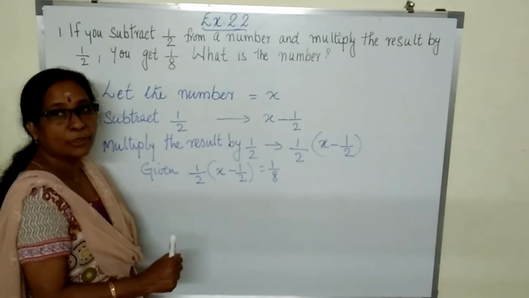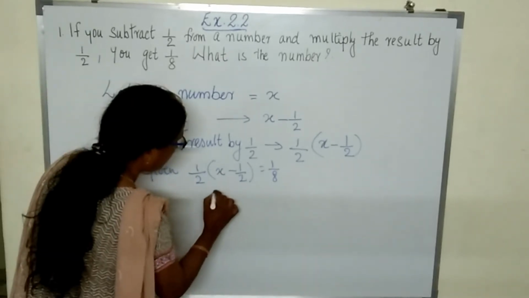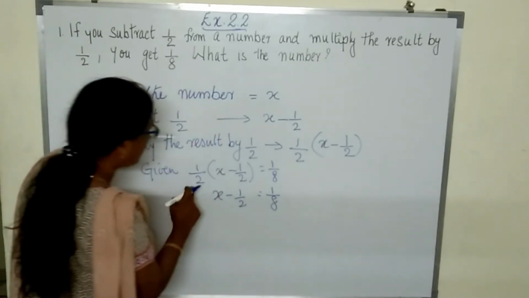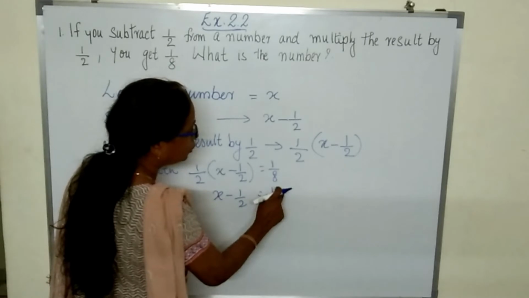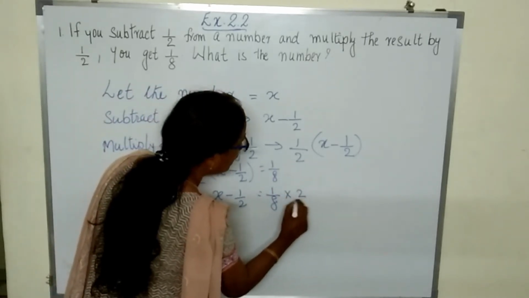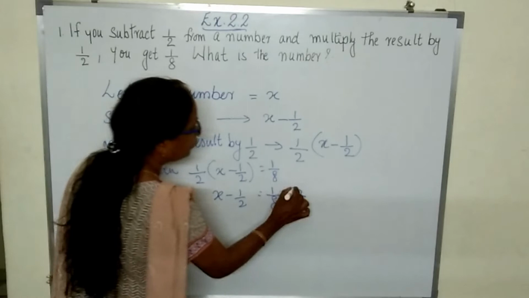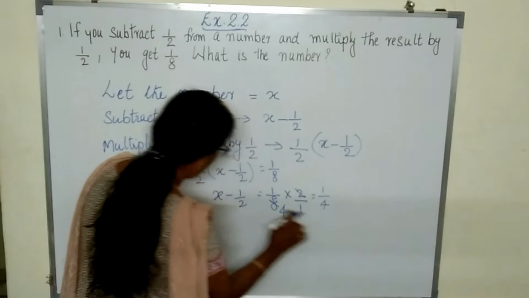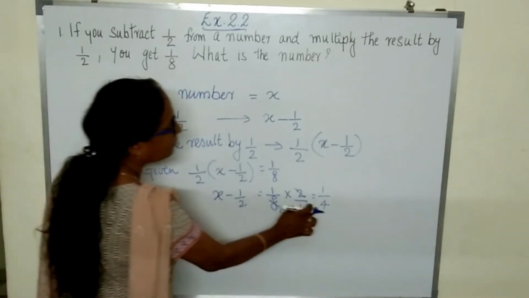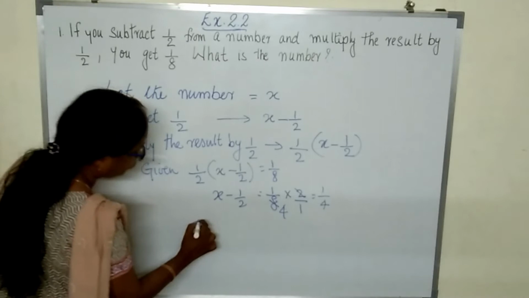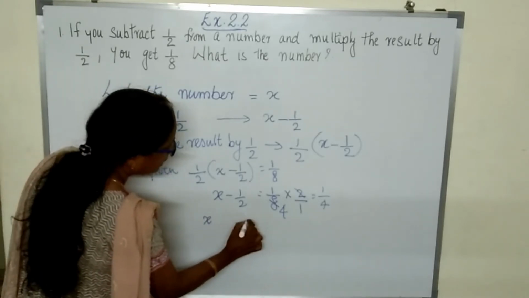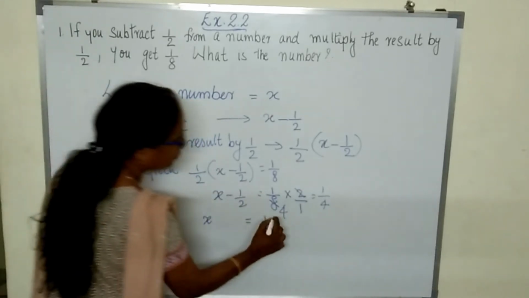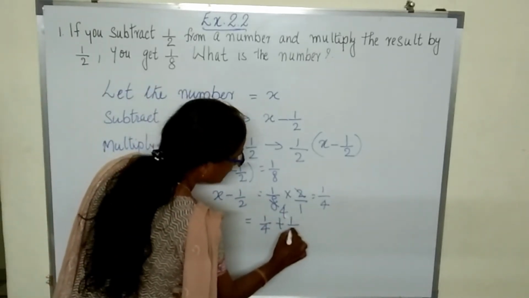Now how to find the value of x? x minus half is equal to 1/8, and then this half, 2 will go to this side. So it will become 2/1. When we do cancellation, we get 1/4. Here you got x minus half is equal to 1/4. So what is x equal to? x is equal to 1/4. This half, when it goes to that side, will become plus half.